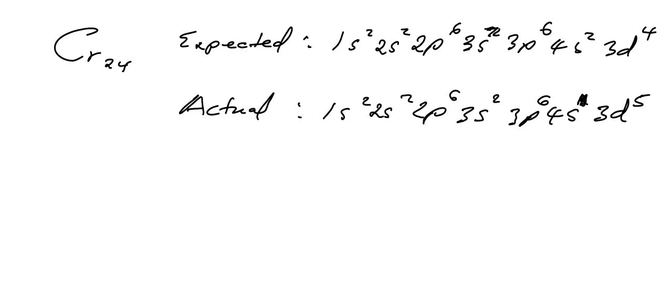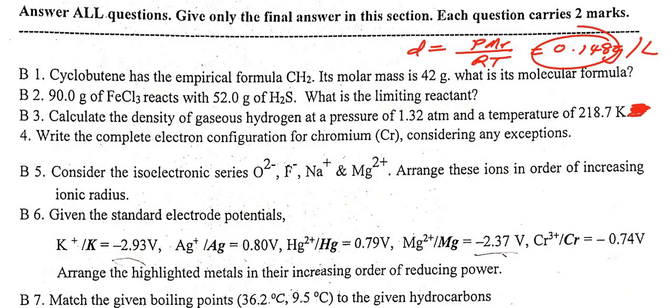Is this okay? Yeah, so this also is applicable for copper. So these are two exceptions that they like asking. So you need to just be familiar with these two. It's always a must. Whenever they give you this, you always have to show the exceptions in terms of writing the actual and the expected one. Yeah, so look at B5.